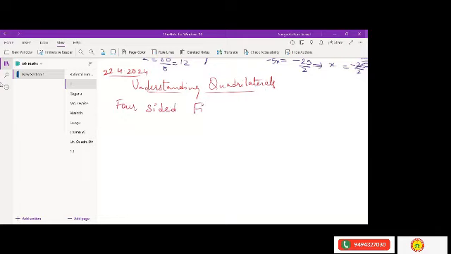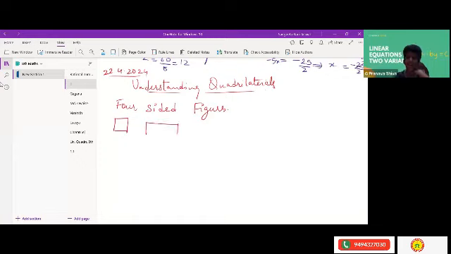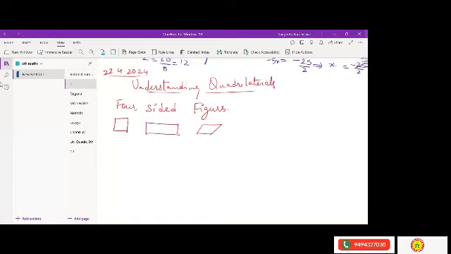Now you have studied so many four-sided figures, is it? You have studied a square, a rectangle, a rhombus, a parallelogram, a trapezium. All these shapes are four-sided shapes, okay? So these are called quadrilaterals. All these have a common name, quadrilaterals, right?